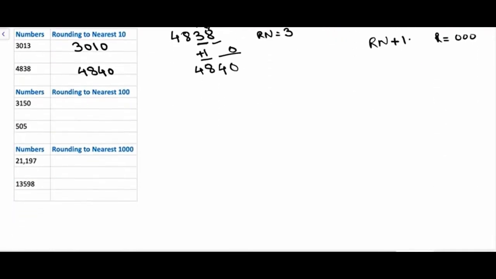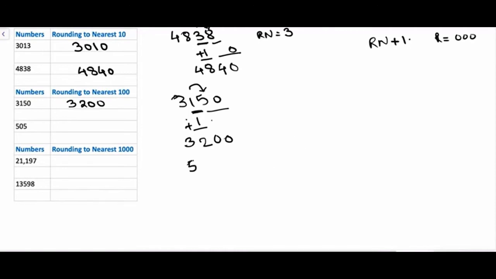Similarly, we can see the example of rounding off a number to the nearest 100. 3150. In this case, we have to round off to the nearest 100. So this is our rounding number, 1, and the digit just right to the rounding number is 5. According to rule number 3, we need to add 1 to this. So it will become 3, 1 plus 1 is 2, and all the right side digits 0, 0. So 3150 is rounded off to 3200.